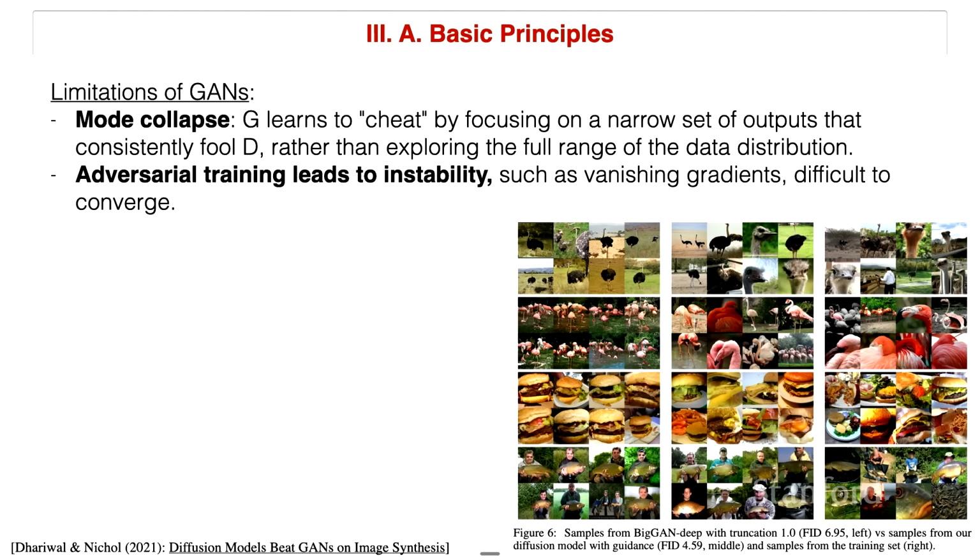Even if you look at the burgers, well, if you're a GAN user, you always get the same burger. And who wants to have always the same burger? So diffusion is able to provide you with that variety.